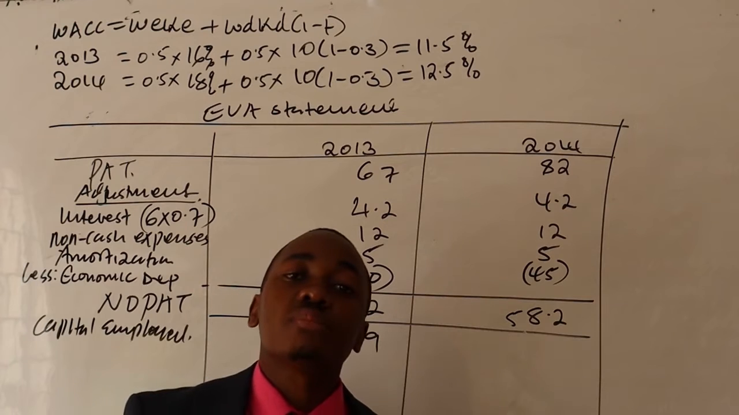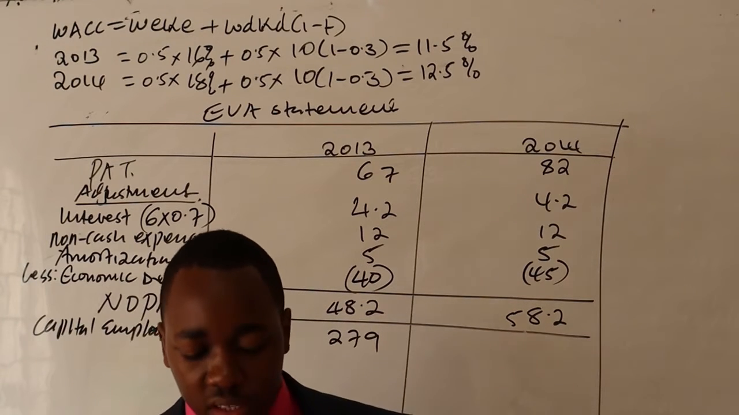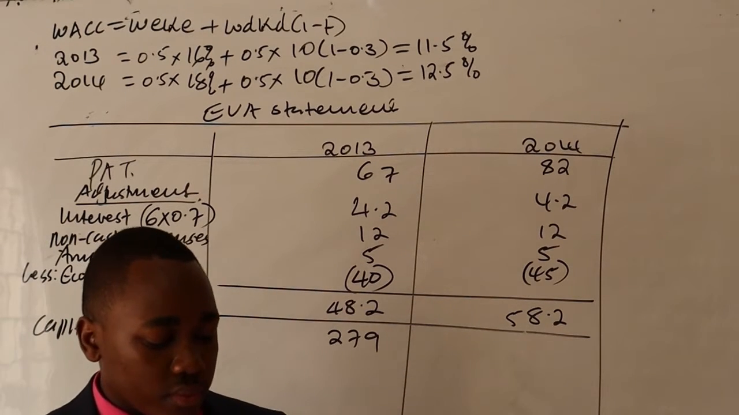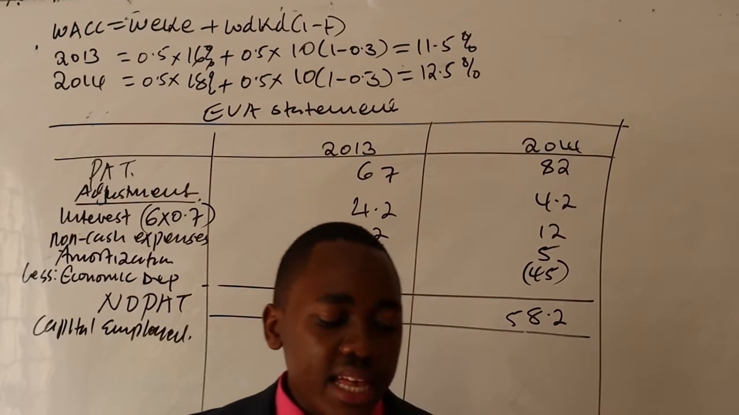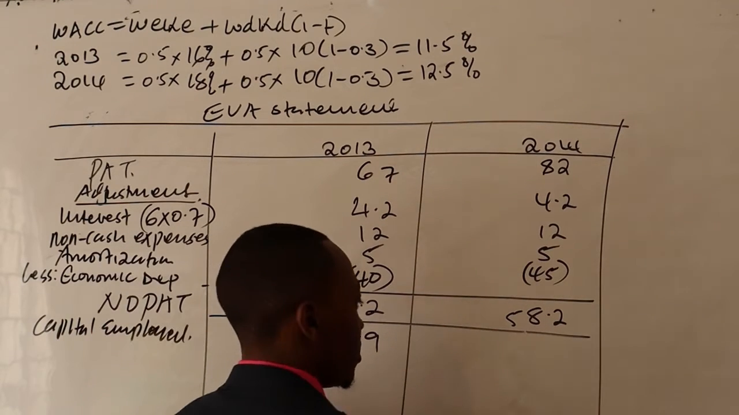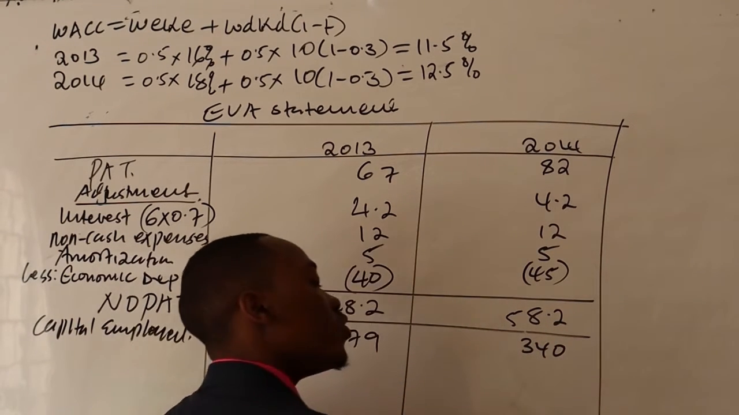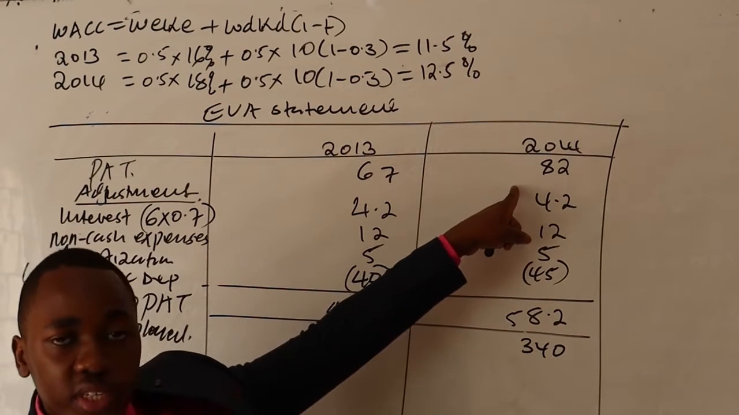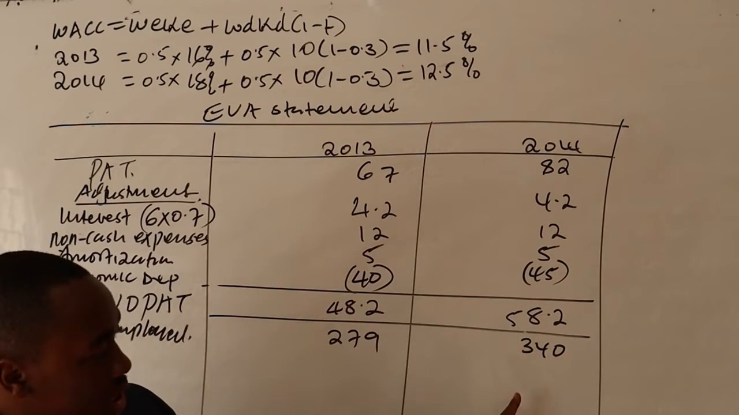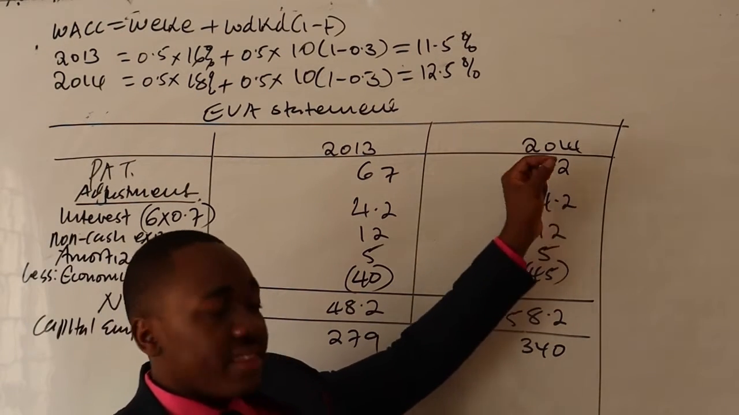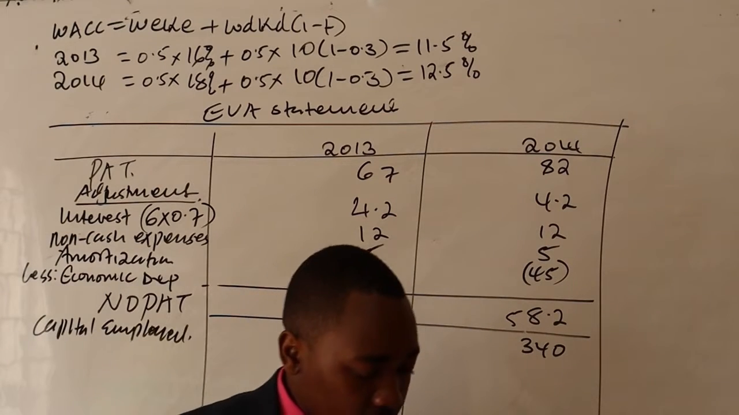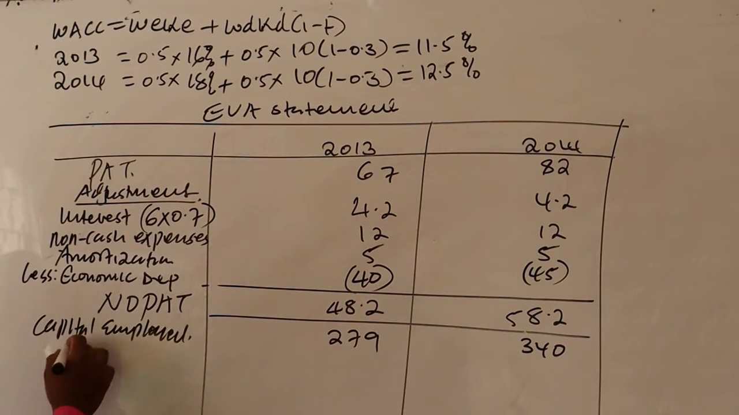So now let's go to the statement of financial position there. In year 2013, the capital employed was 340. For 2013, you carried it to 2014. Then the one closing for 2014 will be the one which would be invested at the beginning of year 2015. Good. Now with that, we go to the adjustments.